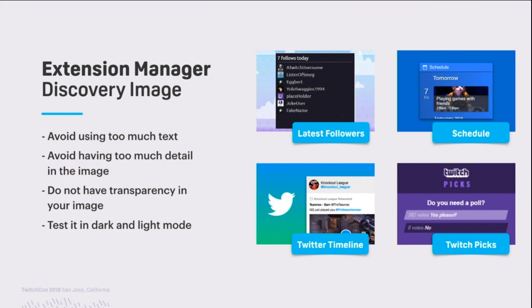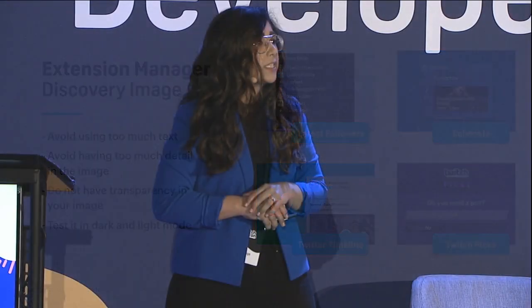The next thing I want to talk to you all about is the discovery image. So as mentioned, when streamers are window shopping, this is going to be your first impression for them. What is your extension? How can you communicate what that is? And so a few guidelines I have for you today are to really avoid too much detail. Remember, it's a 300 by 200 PNG file. And so because of that, you want to really communicate what that extension is.